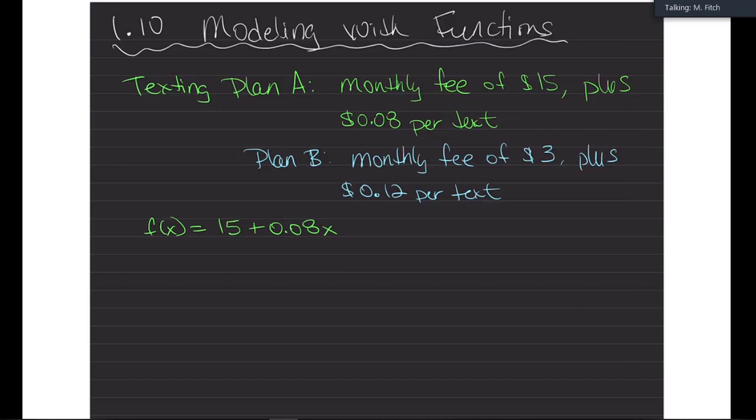And then for plan B, instead of f of x, we'll just call it g of x, just so that we know the difference. What do you think that function's going to be? Yeah, right, our monthly fee, plus our cost per text, times however many texts that we send, or use.